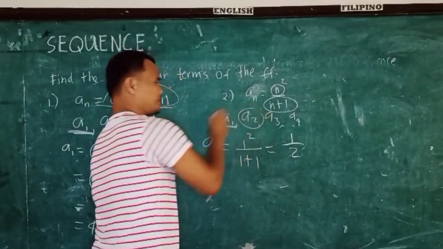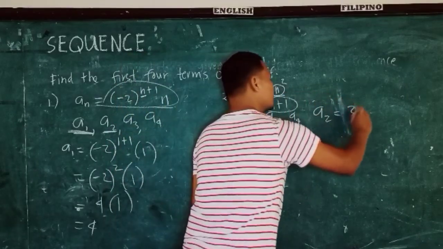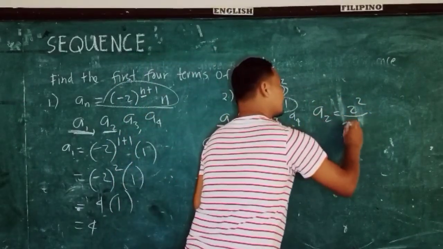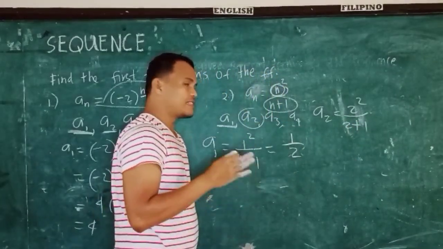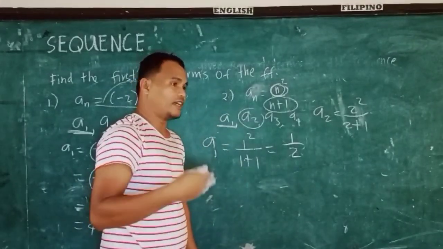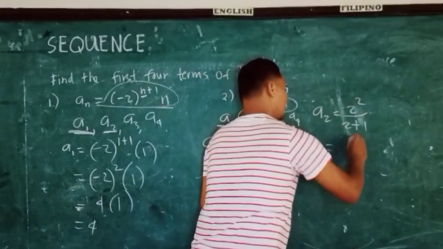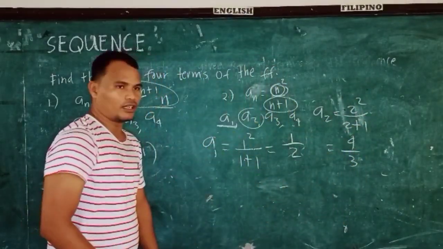Same thing with a sub 2. You can say a sub 2 here equals 2 squared, because n is 2 in this case, over 2 plus 1. Our technique is just to substitute the value of n, whatever the value of n that we have. Then simplify. 2 squared, 4. 2 plus 1, 3. So the second term is 4 over 3.